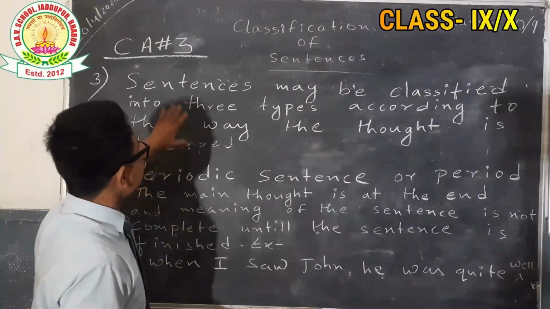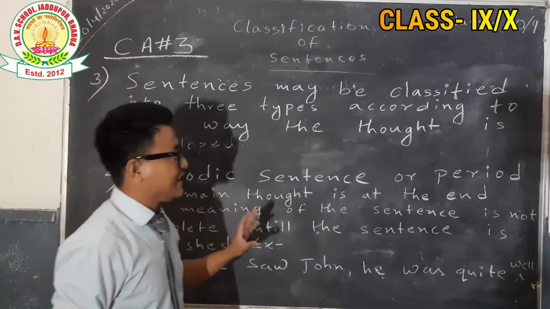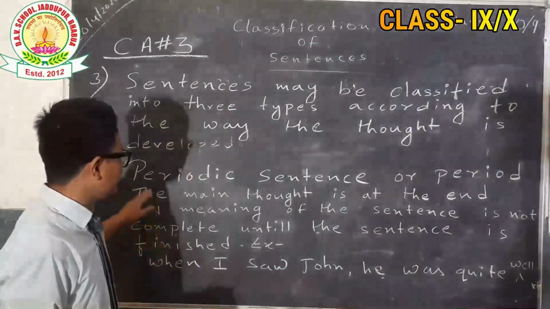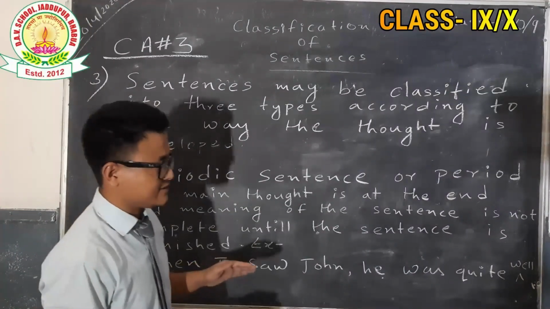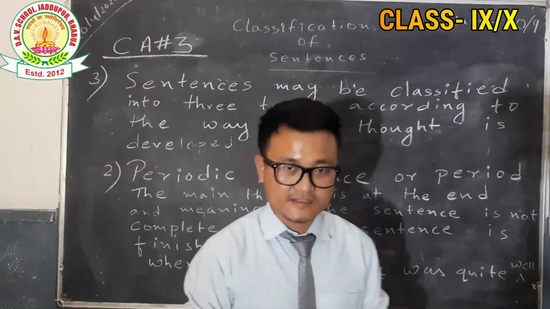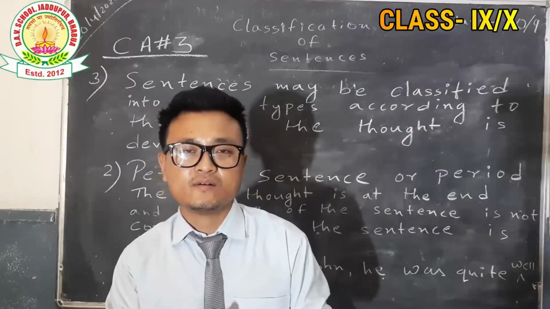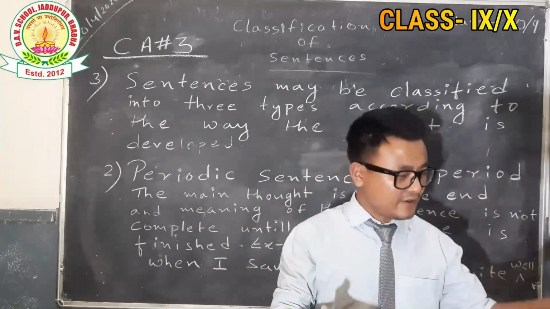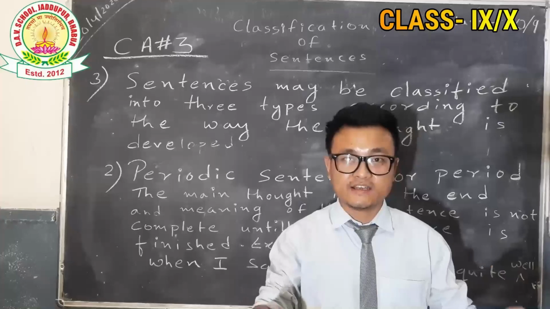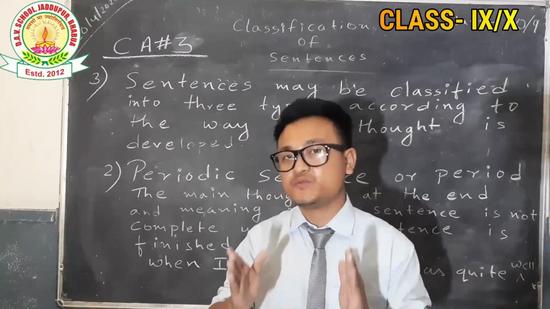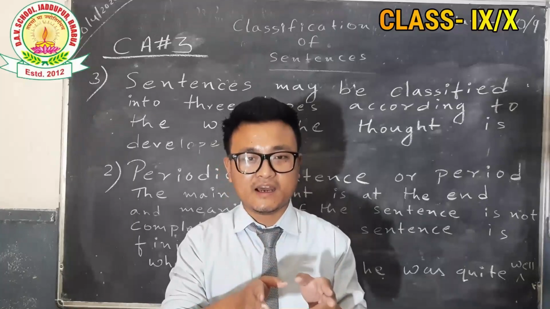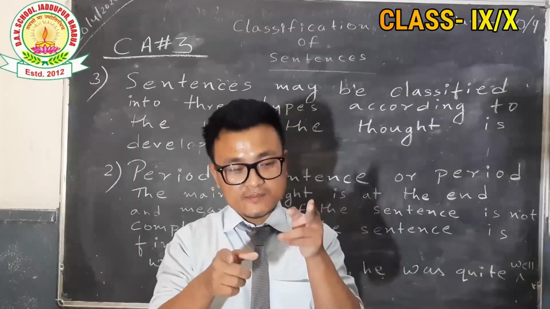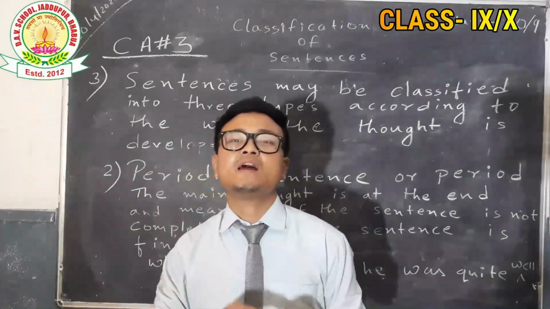Now we will be dealing with the second type of the third classification of sentences. Now we are going to look at periodic sentences. Actually, periodic sentences are the opposite of loose sentences. Why did I say so? If we compare the loose sentence and the periodic sentence, the only difference is that the main idea in the loose sentence comes in the beginning, but in the periodic sentence, the main idea comes at the last.